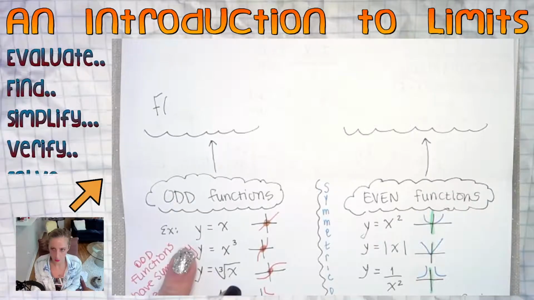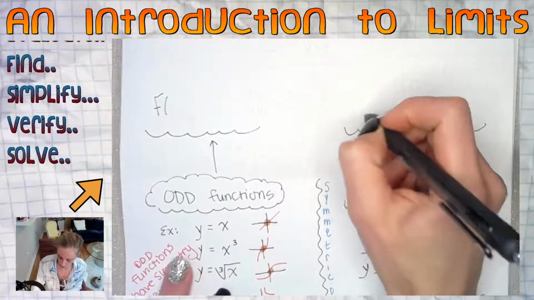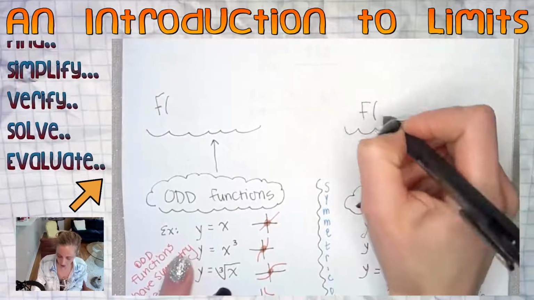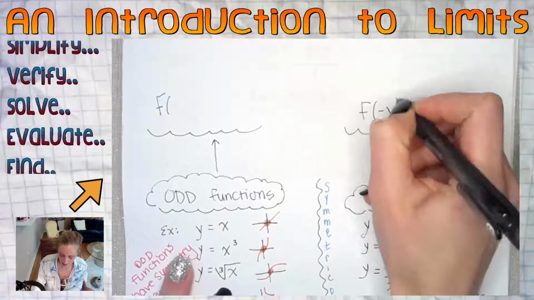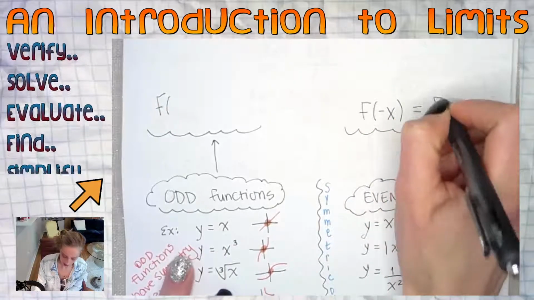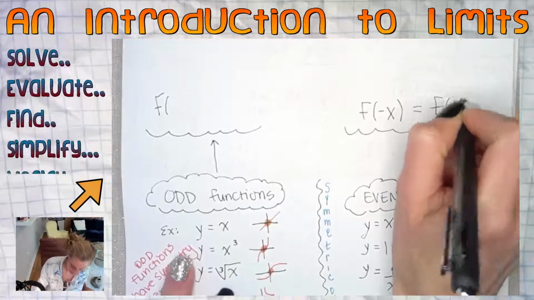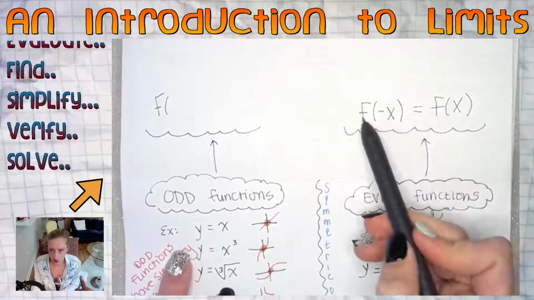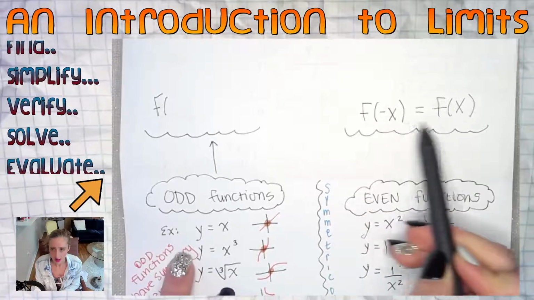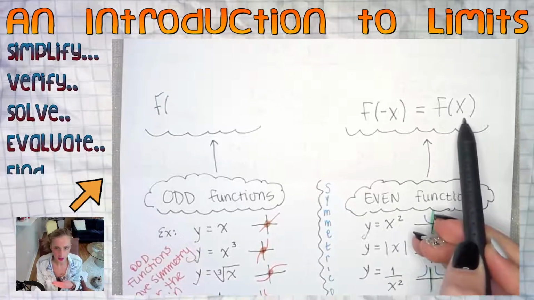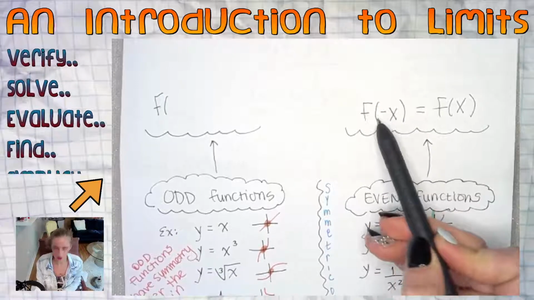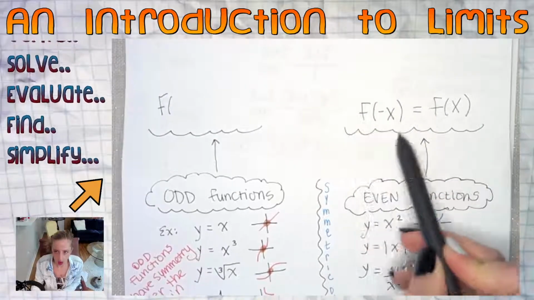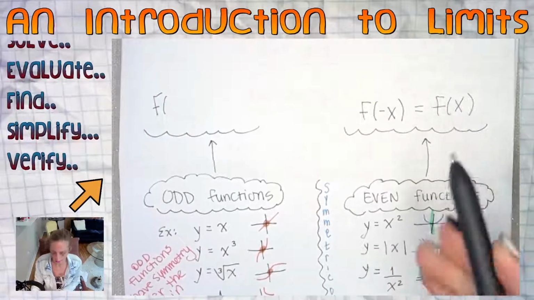F of X. So odd, I could write two different ways. Even, we really just write one way. So I think I'm going to write the even one first. So even, the F of negative X is equal to the F of X. So think about that. It should make sense. If you have a function and you plug in a negative number and you plug in that same number but positive, F of something is the Y value. So your Y values will be the same.